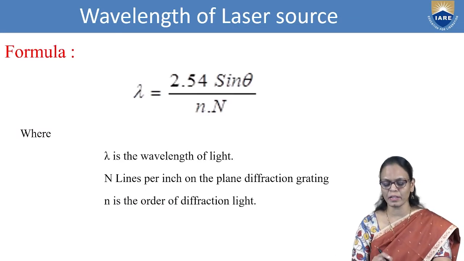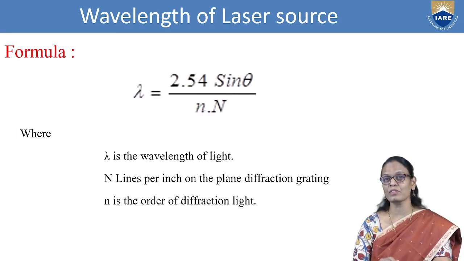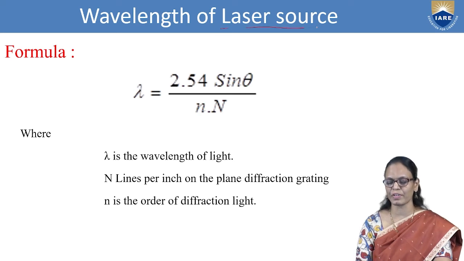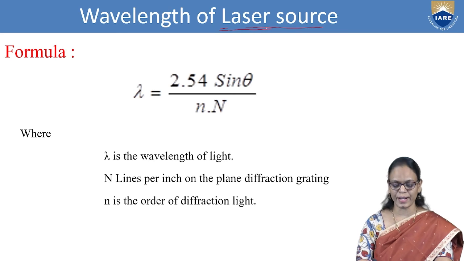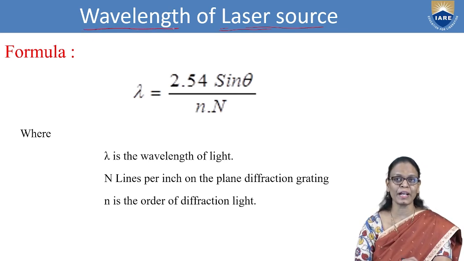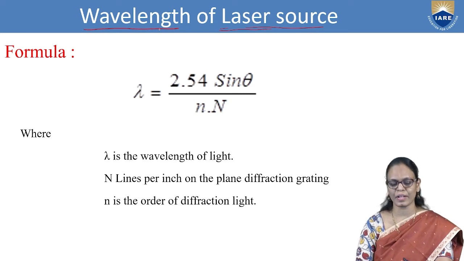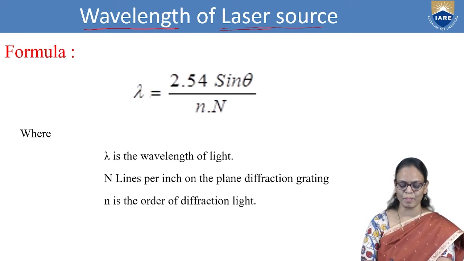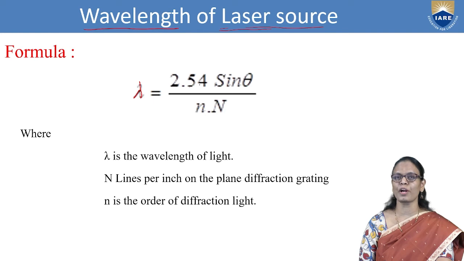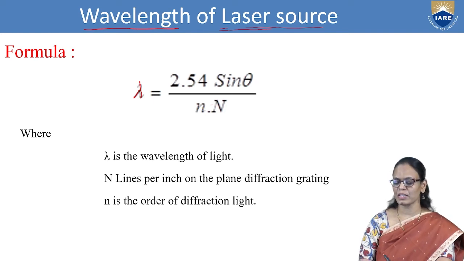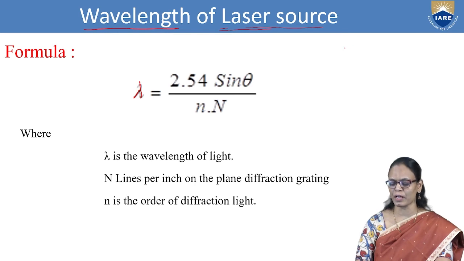Now, how do we determine the wavelength of a given light using a diffraction grating? We'll use a laser source and calculate the wavelength of a given light. In laboratory, if you have to find the wavelength of a given light, we are going to use the formula lambda is equal to 2.54 sine theta upon small n into capital N. This comes from our original formula d sine theta is equal to n lambda.